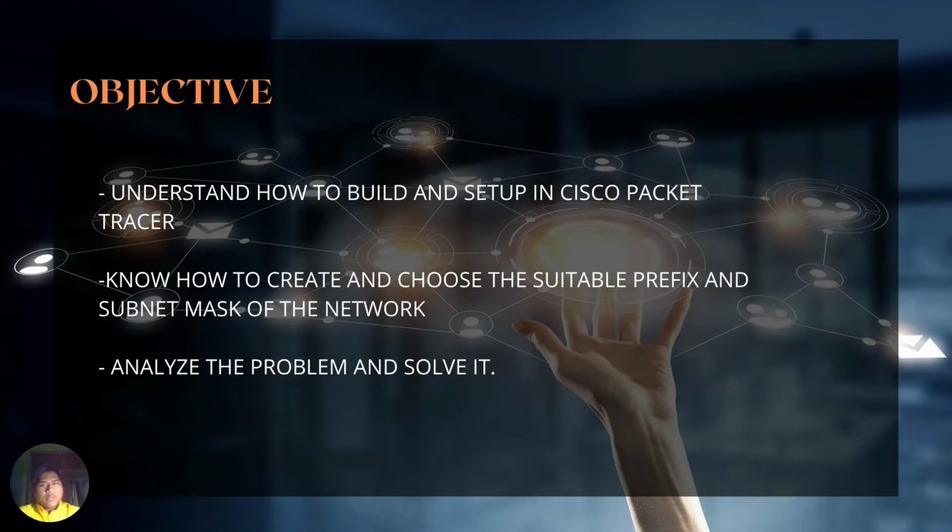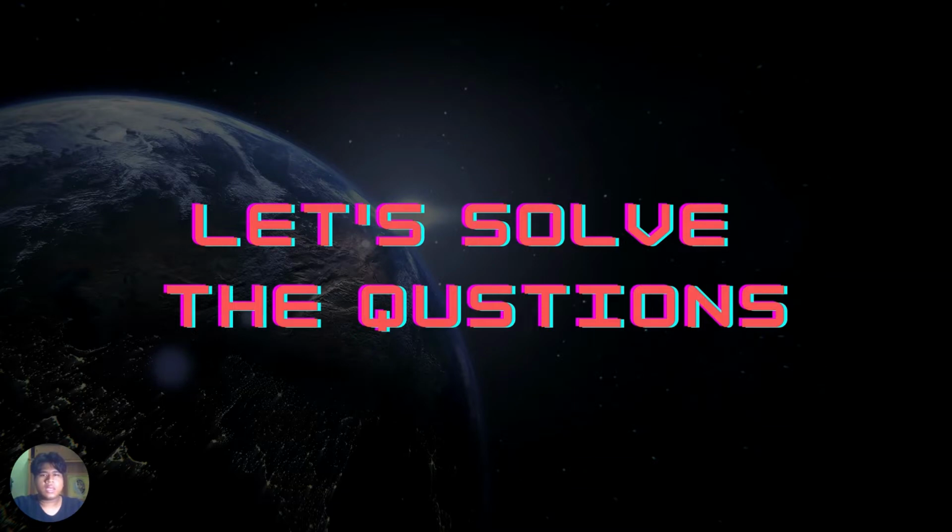The objective of this presentation, or of solving this question, is to understand how to build and set up a network in Cisco Packet Tracer. You will also know how to create and choose the suitable prefix and subnet mask of the network, and you can also analyze the problem and solve it. So without further ado, let's solve the questions.